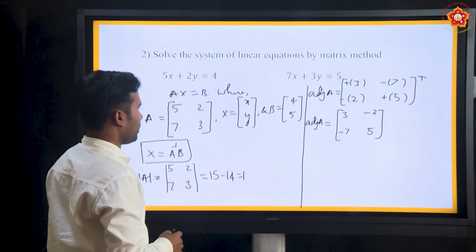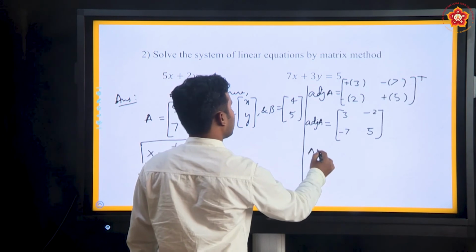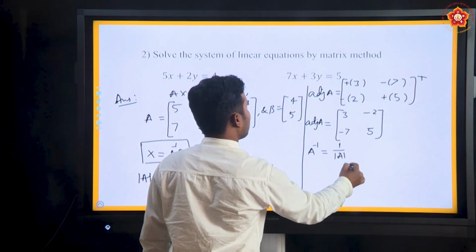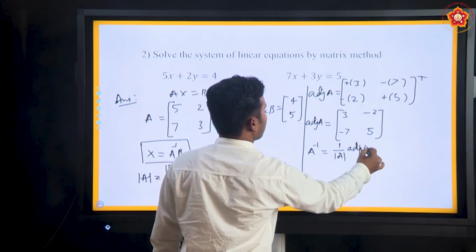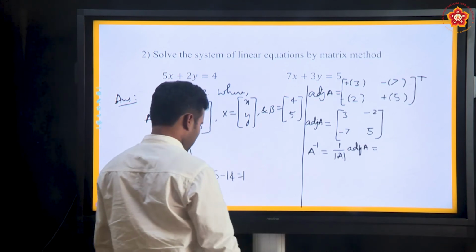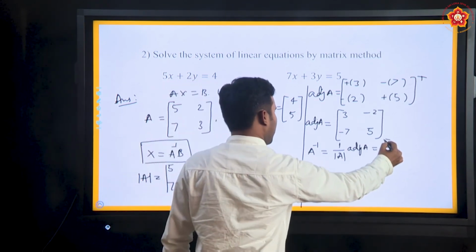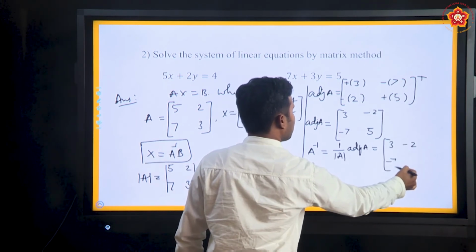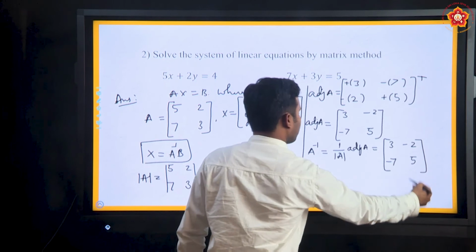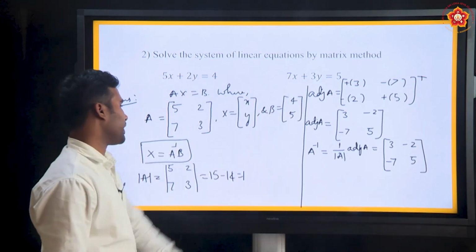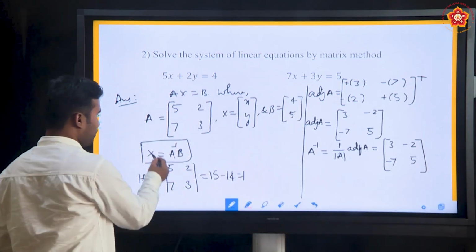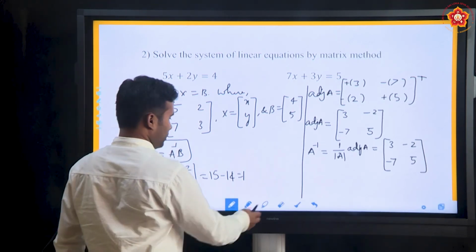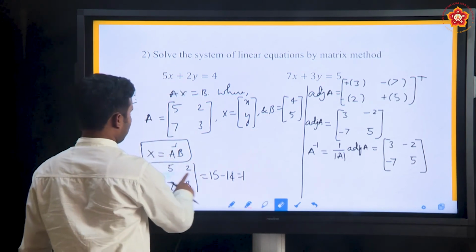Next, we can find A inverse. What is A inverse? A inverse is 1 by determinant of A, formula, okay, into adjoint A. The determinant value is 1. Therefore, our A inverse is 1 into matrix 3, minus 2, minus 7, 5, okay. So, we got A inverse. Next, you can make use of this one. You multiply A inverse with B, that gives the solution of the given system of equations, okay.